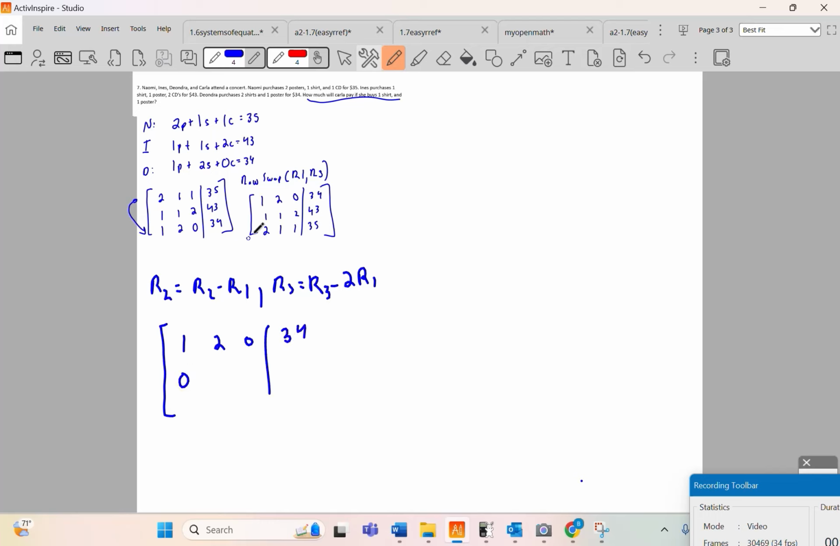1 minus 1 is 0. 1 minus 2 is negative 1. 2 minus 0 is still 2. 43 minus 34 had better be 9. Now I'm going to have to do multiples. 2 minus 2 1s is 0. 1 minus 2 2s is negative 3. 1 minus 2 zeros is still 1. 35 minus 2 34s. I think that's negative 33. Pretty tired. Yeah, it's negative 33.